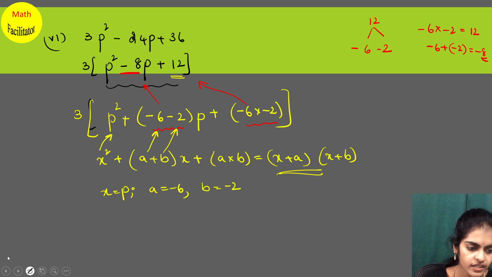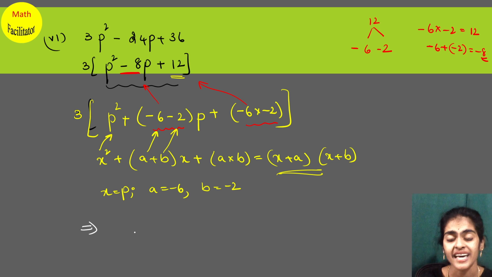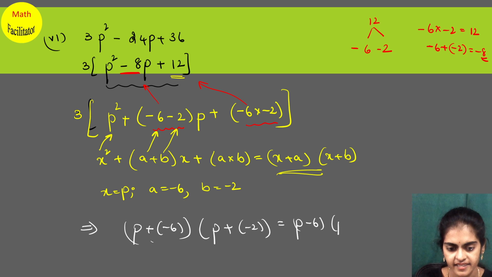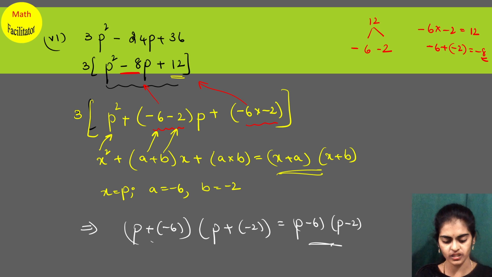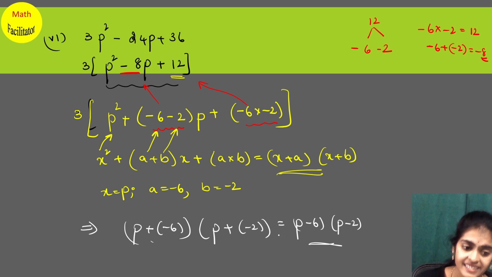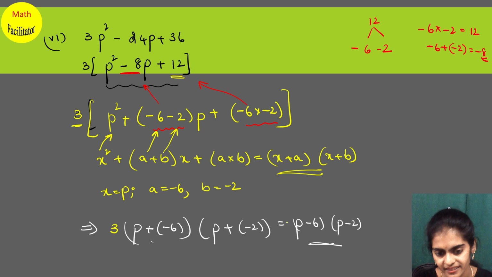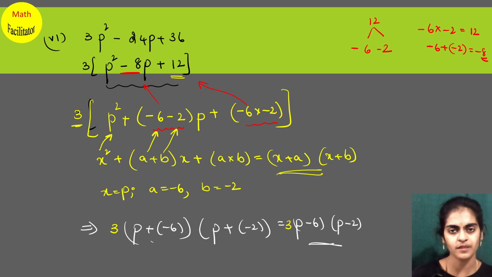Okay. So what do you get here? This is equal to x plus a, that is p plus a, which is minus 6, into x plus b, b is minus 2. So what is the final answer you get here? p minus 6 and p minus 2. So this is the final answer you are getting. But is this correct? Check once again. You forgot to write a 3. You have 3 also here. This entire thing is the identity, but 3 is also there. You should write the 3 also, like I told you in the previous question.